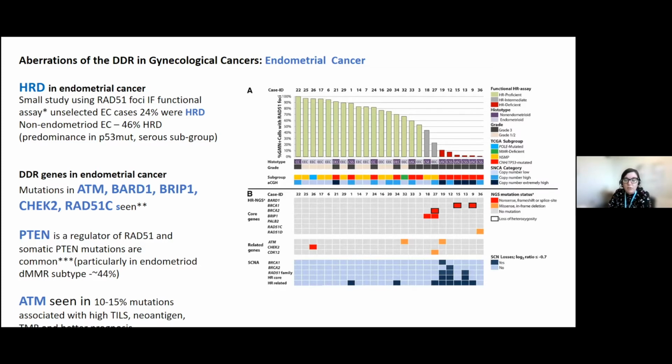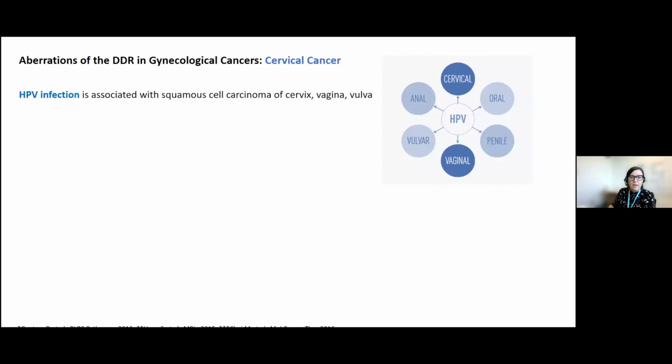ATM mutations are also seen, as I said, but not that common, perhaps occurring in up to 15%, and particularly seem to be more common in carcinosarcomas than other subtypes. Cervical cancer.